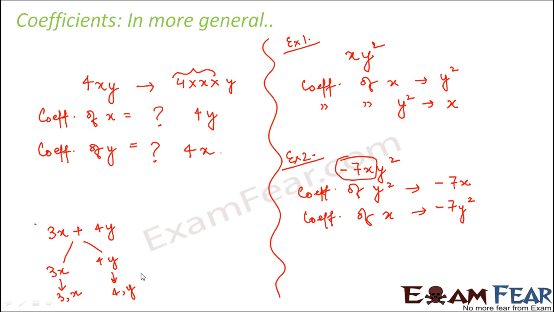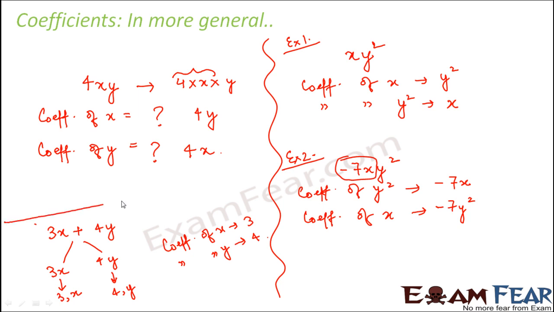So you cannot say that the coefficient of this expression is 3 or 4. Here you would say that the coefficient of x is 3. Similarly, the coefficient of y is 4. That is how you define coefficient. A coefficient is always with respect to the variable of one term. That is how coefficient is different from factor. I hope that this concept is clear.